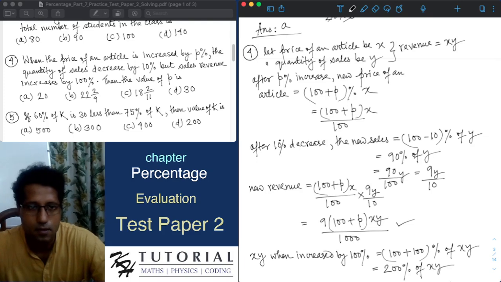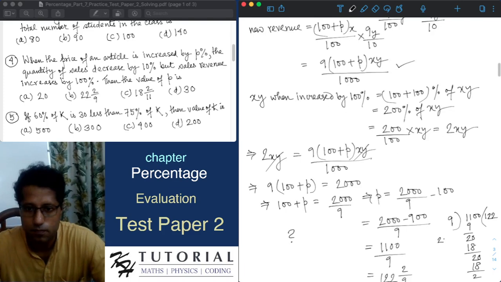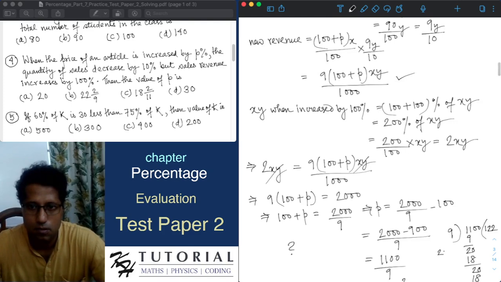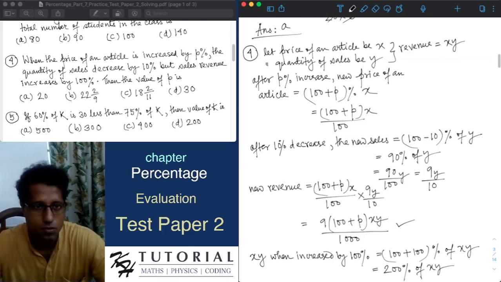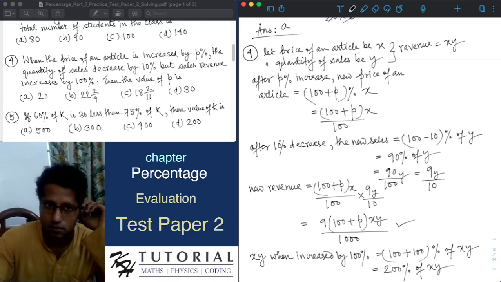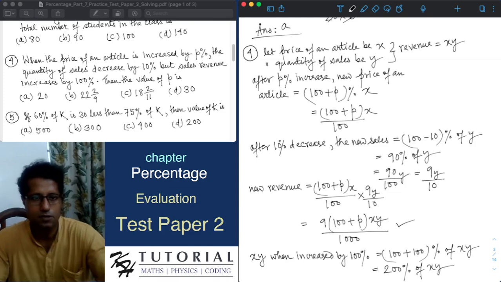What was the issue? We are getting 122 and 2 by 9, and the choice was given 22 2 by 9. Okay, let's check it once again. So when the price of an article is increased by p%, the quantity of sales decreases by 10%. But sales revenue increases by 100%.